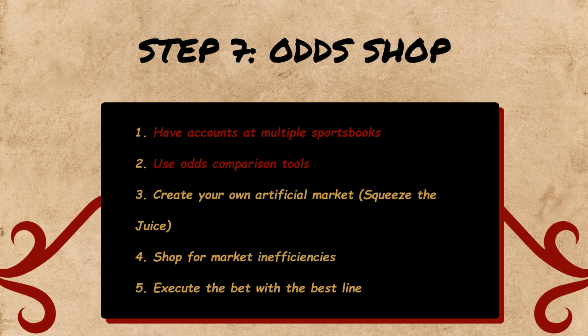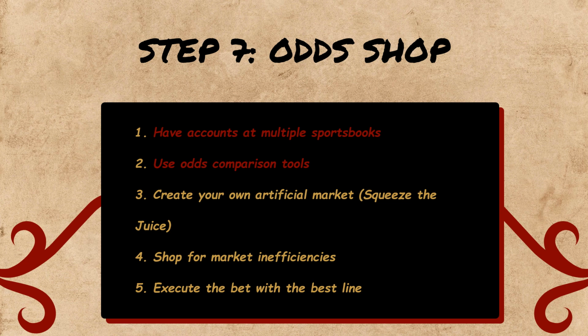Now moving to number 4, you're going to want to sharp for market inefficiencies. You're not just finding the best line, you're spotting discrepancies that show a sportsbook might be slow to react to or behind the sharper books. This is how you uncover value the public will never notice.